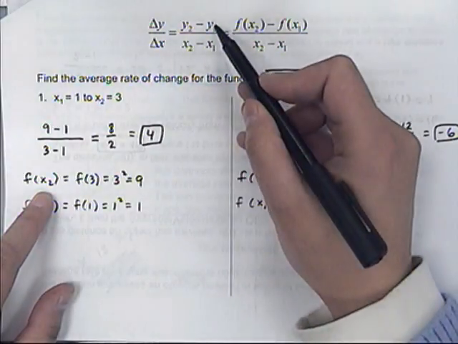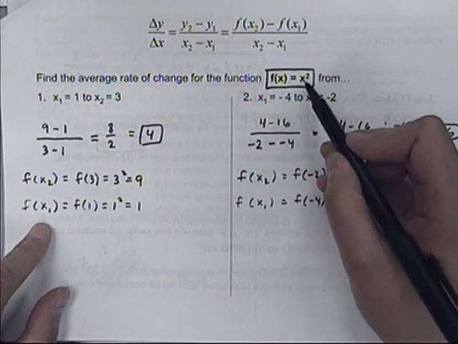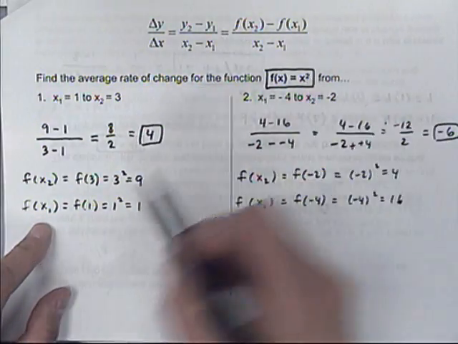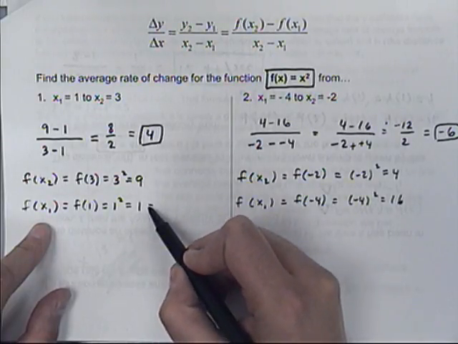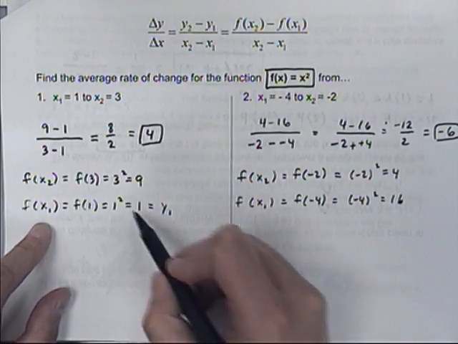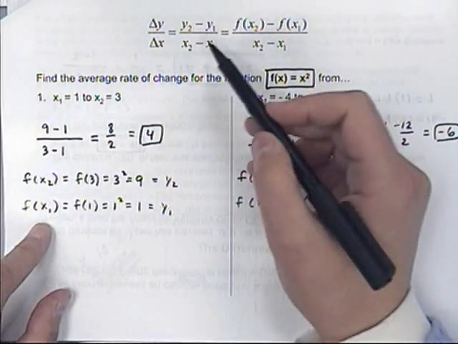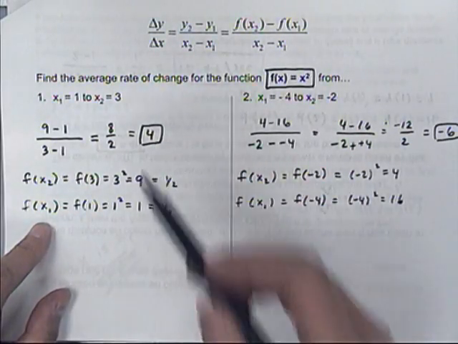Or I can find y sub 1 by substituting in x sub 1 into the original function. So that would be 1. 1 squared is 1. So y sub 1 is 1. So that goes there in my slope formula. And then I just solve to get my answer, which is 4.